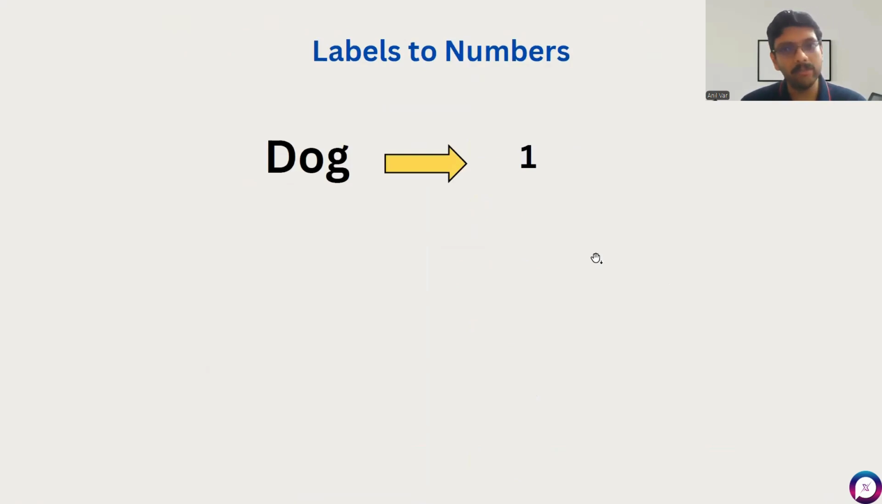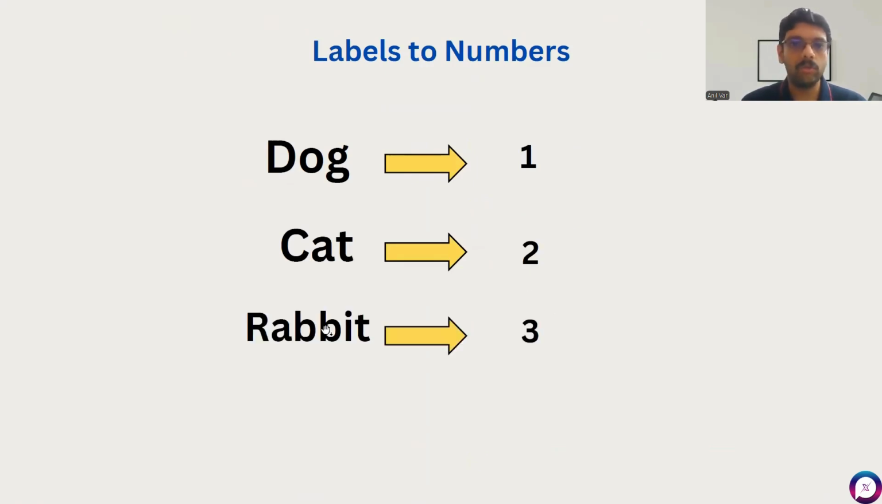So what would you do? Well, a simple idea would be, let's say dog is 1, we can say cat is 2, and rabbit is 3. And now all of a sudden, you know what you can feed the neural network, in terms of training it. So this approach is called a label encoding, right? You're taking the label and you're encoding it, converting it into a number.